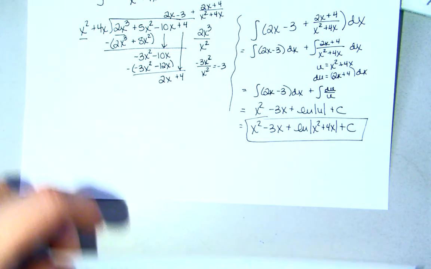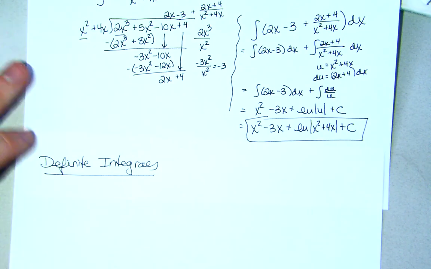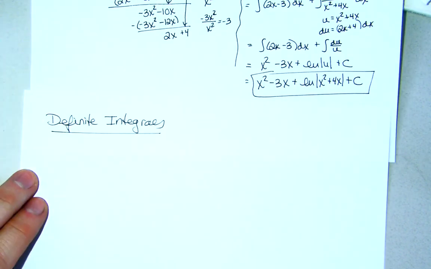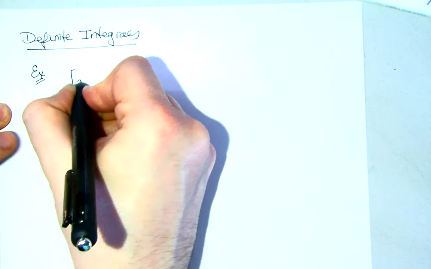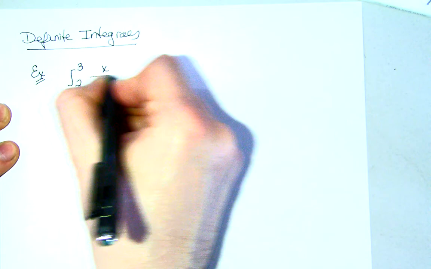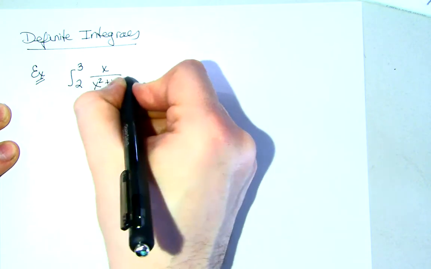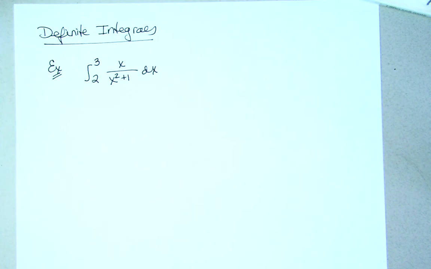Next thing we're going to take a look at: definite integrals. We're going to do two of these, and then some trig stuff. The integral from 2 to 3 of x over x squared plus 1 dx, which means let's find the area under this curve, starting at 2, ending at 3.